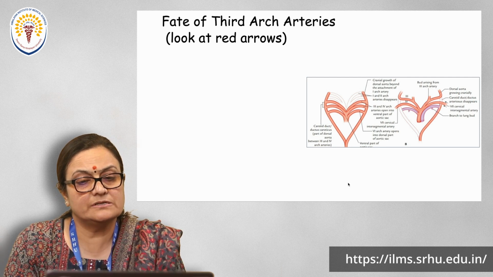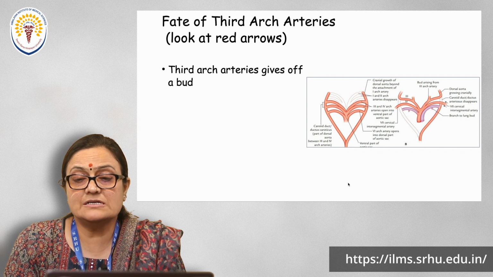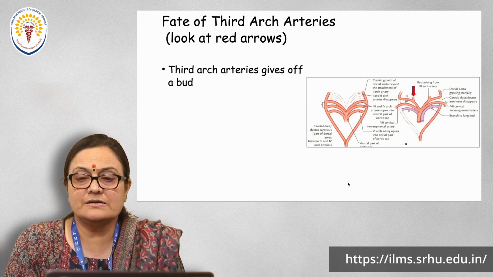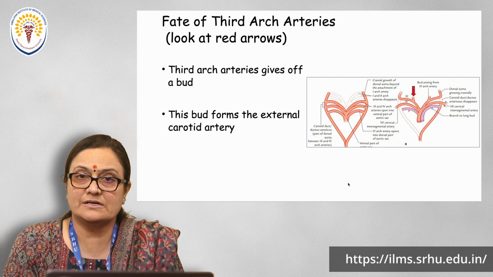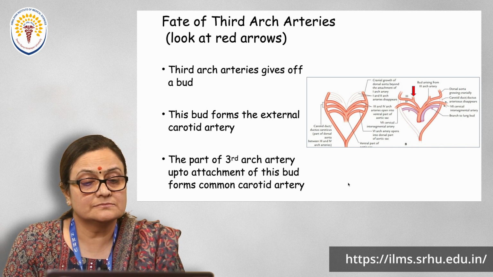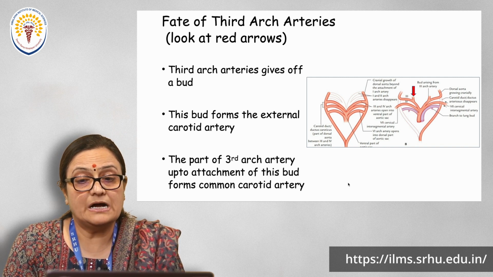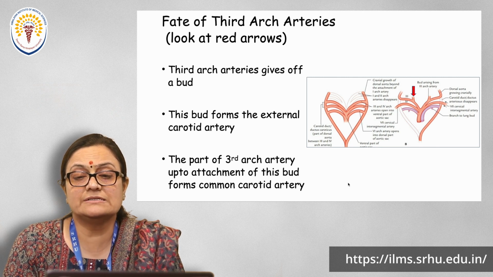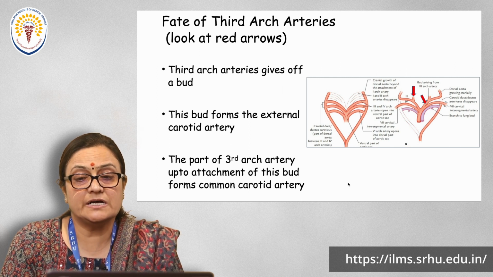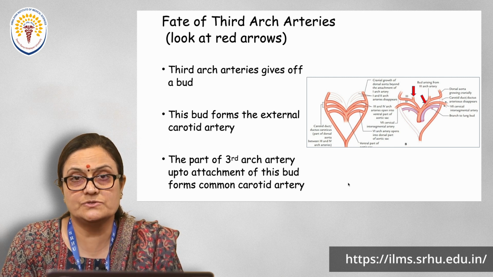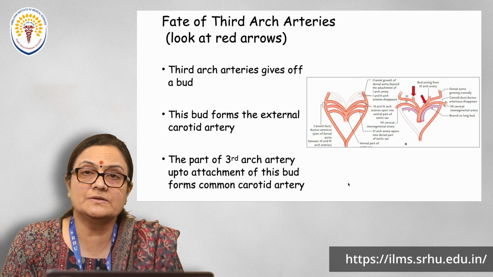So, what happens to the third arch arteries? See, the third arch artery will give off a bud. It is a separate bud arising from the third arch artery. This bud will form the external carotid artery. Now, the part of the third arch artery up to the attachment of this bud, that means this area, the part of the third arch artery up to the attachment of this offshoot or bud will form the common carotid artery.